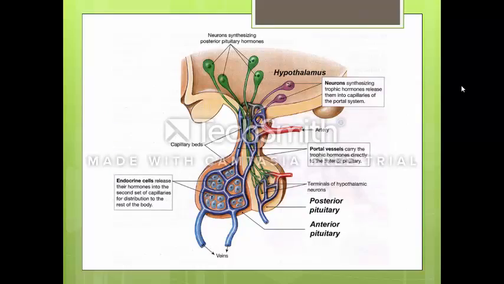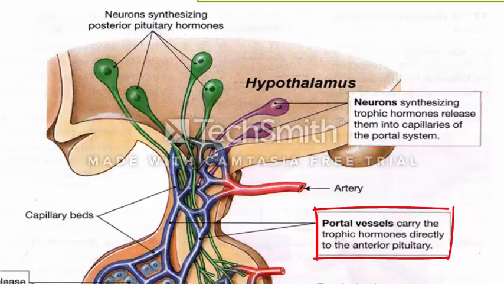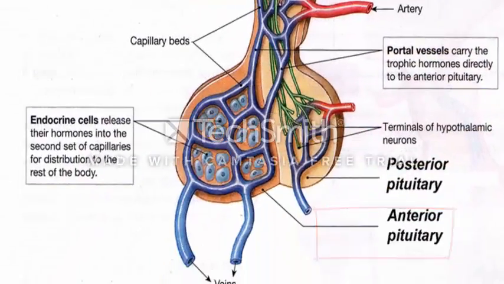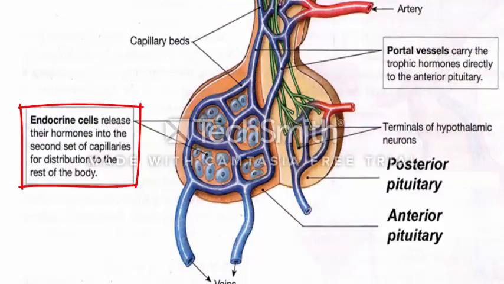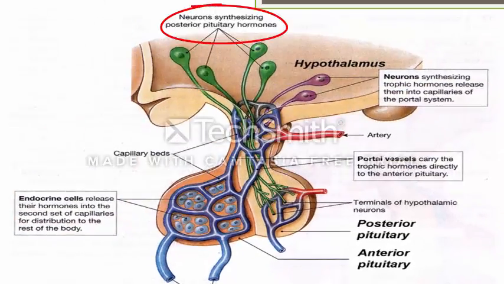This diagram shows the posterior pituitary and the anterior pituitary. Neurons synthesizing trophic hormones release them into the capillaries of the portal system, and these portal vessels carry the trophic hormones directly to the anterior pituitary. Endocrine cells release their hormones into the second set of capillaries for distribution to the rest of the body. Neurosecretory cells contained within the hypothalamus are responsible for secretion of hormones from the posterior pituitary.